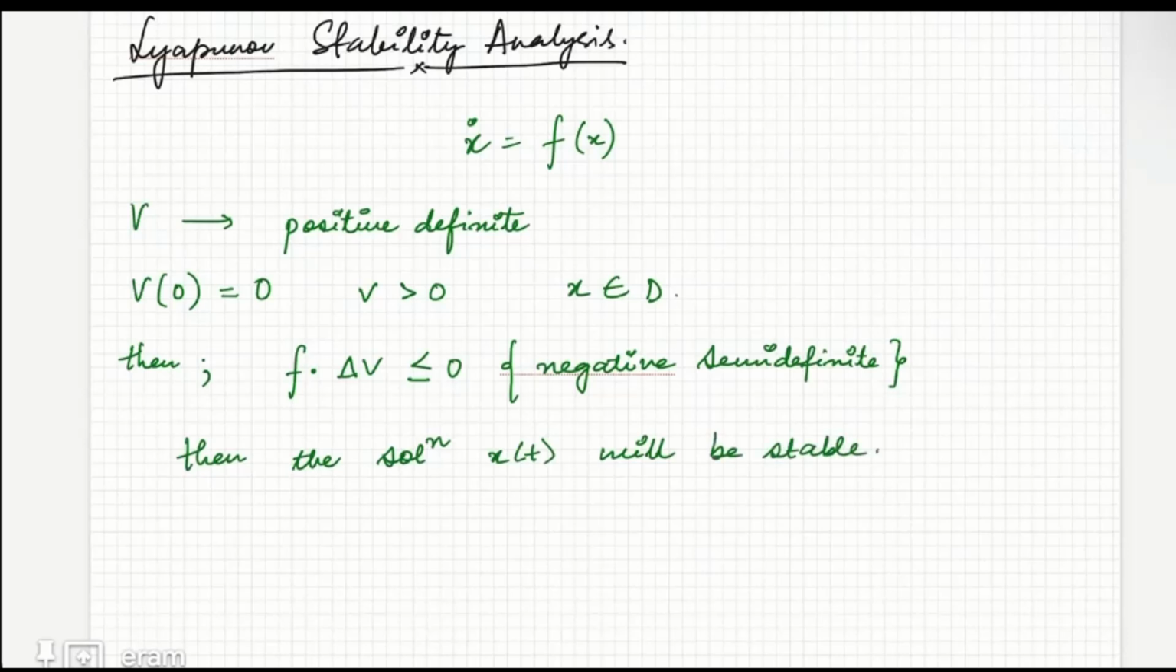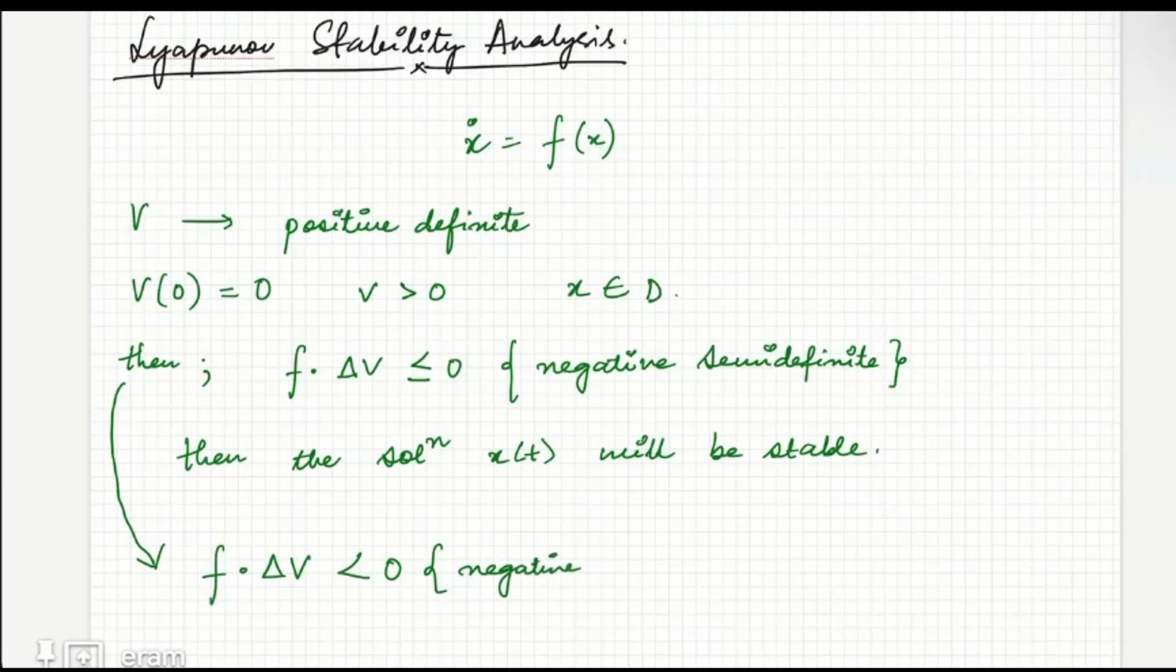Okay, and it will be asymptotically stable if this derivative of V is strictly negative definite. Obviously we are talking about x belonging to D but x not equal to 0. So we are excluding the equilibrium point. And when it is negative definite, then the solution will be asymptotically stable.